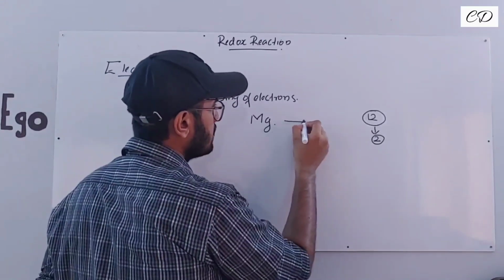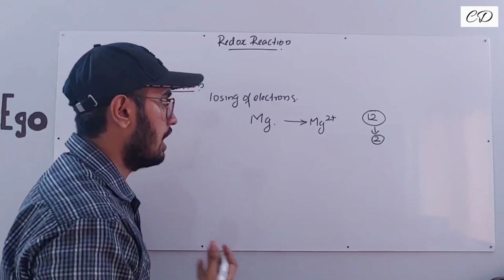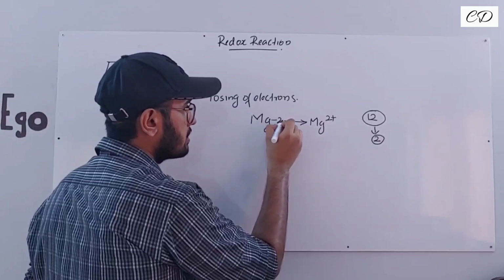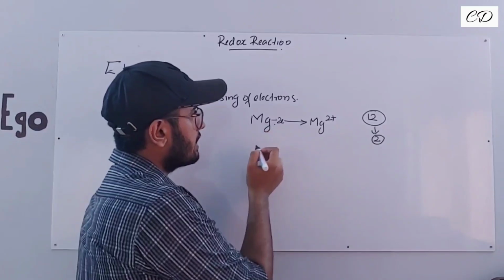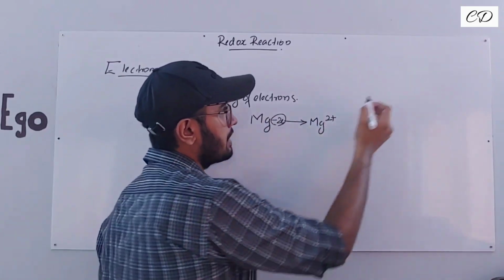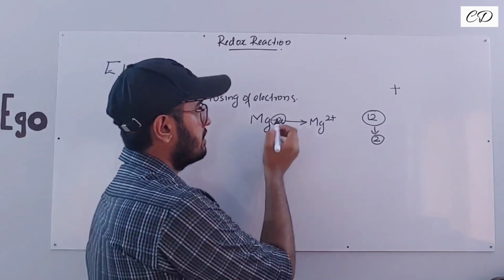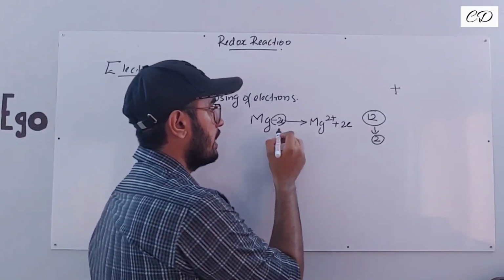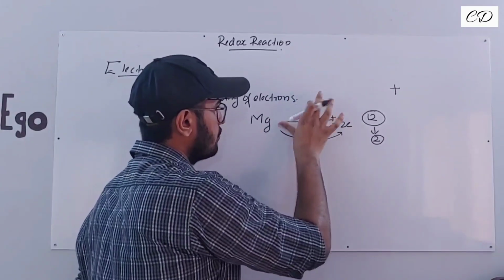So how will magnesium become Mg2+? By losing of electrons. How is this process happening? We know that losing of electrons means Mg minus 2 electrons is Mg2+, right? But we can't write like this because there is no method to write minus 2 electrons. There is only a method of plus sign. Addition only is possible. So how can we add? Mg gives Mg2+ + 2 electrons. This is the way it is written, so don't get confused with this.